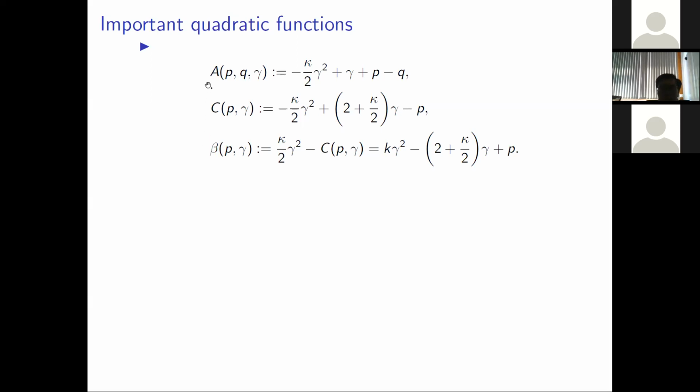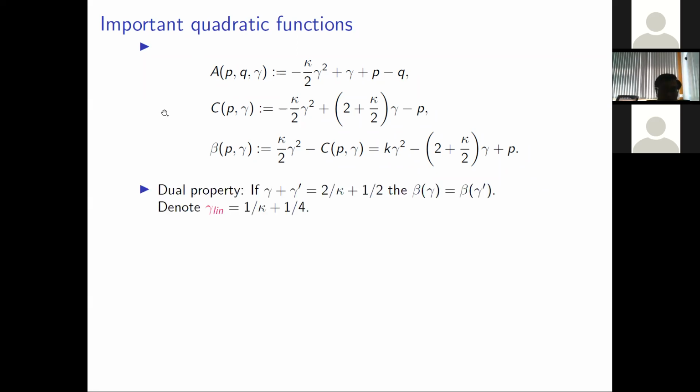These quadratic functions play an important role in our analysis to determine the generalized spectrum of SLE. First of all, I would like to mention a property of beta, called dual beta. If gamma and gamma prime are values such that gamma prime equals 2 over gamma, then beta gamma and beta gamma prime are equal. We define gamma lin as the middle point of the two values gamma and gamma prime.